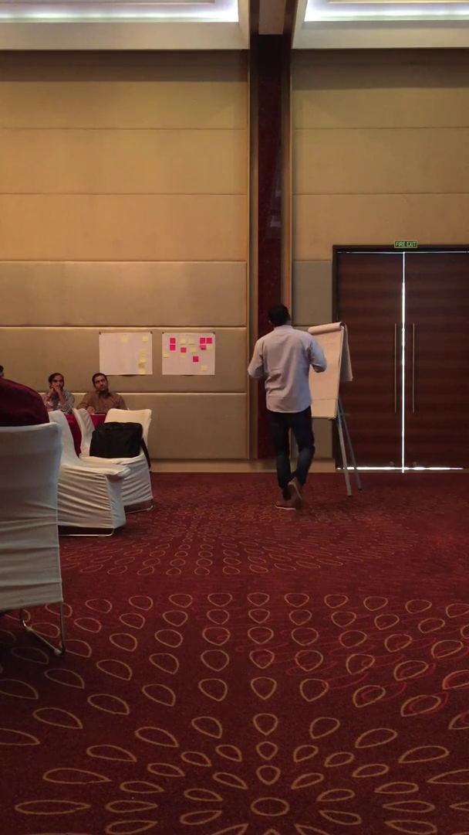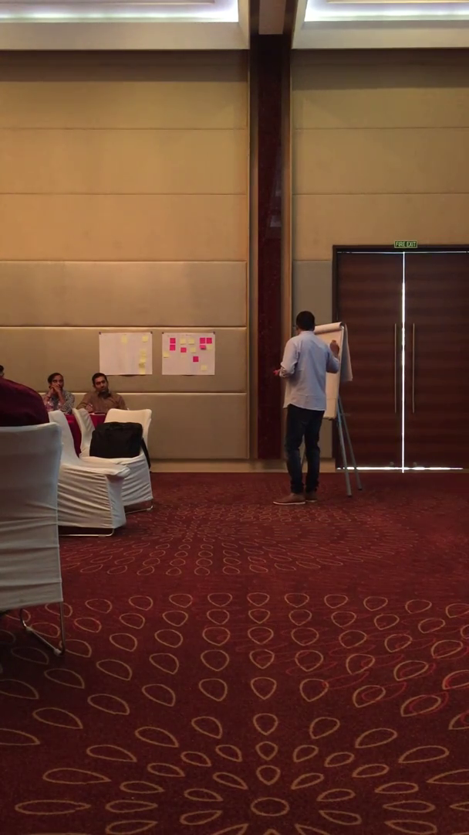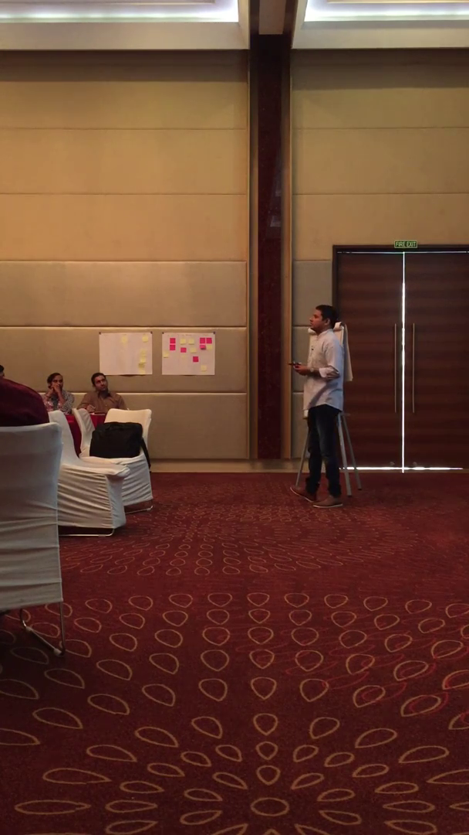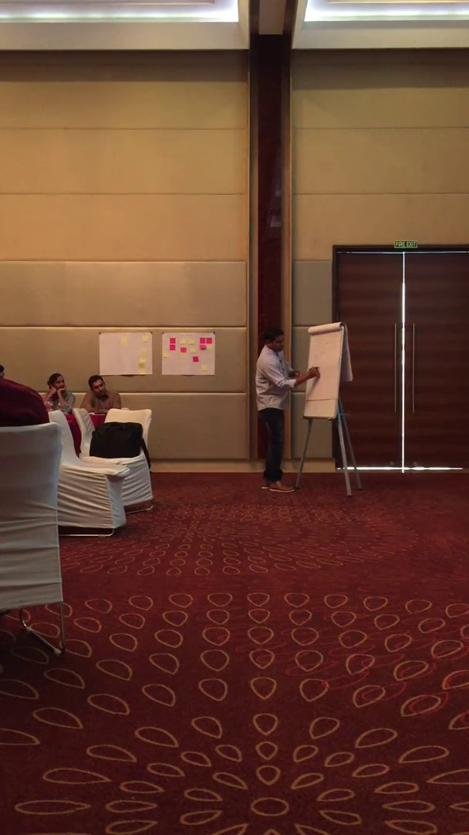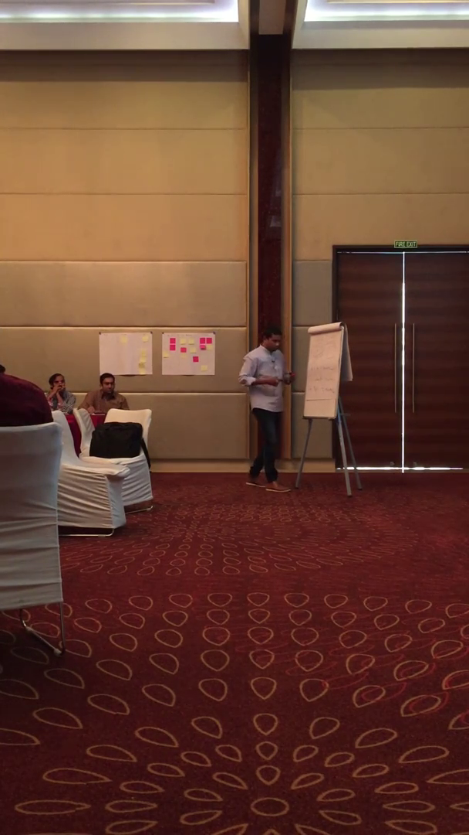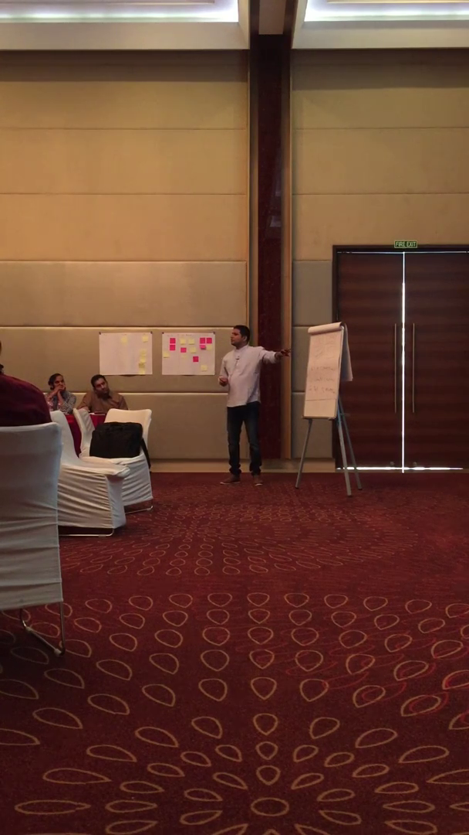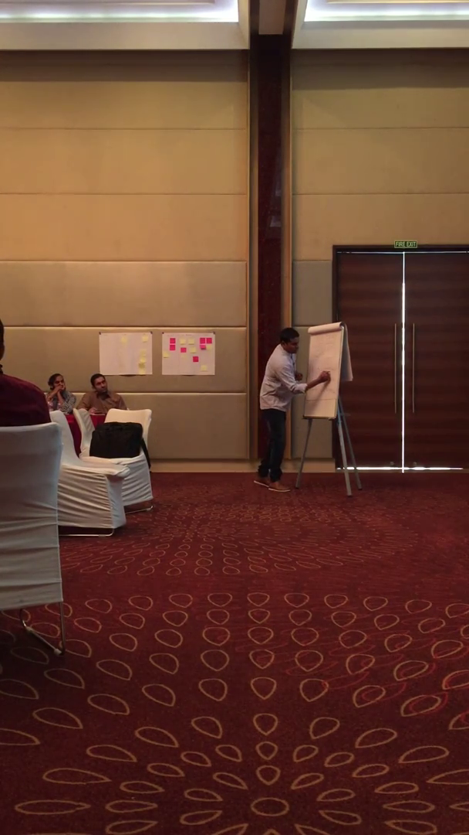So when you write a requirement in terms of a user story, it should follow a structure. The structure is: as a persona or user of the system, I want to do some action, so that I get some benefit or value. Now, if you understand this structure in a little more detail, what is this representing?